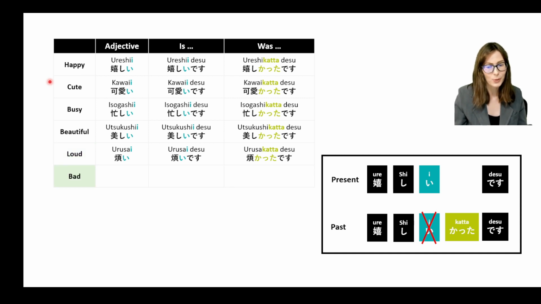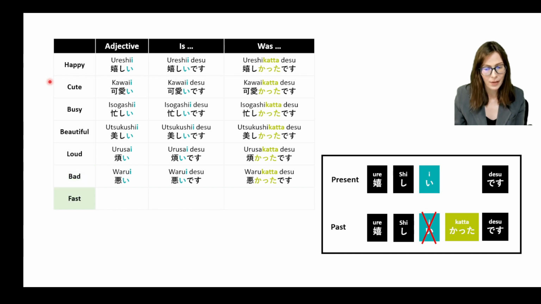Bad. How do you say bad? In Japanese, that would be 悪い. So how would you put it in the present? It would be 悪いです, right? And what about the past? It would be 悪かったです, right? Let's see the next one.